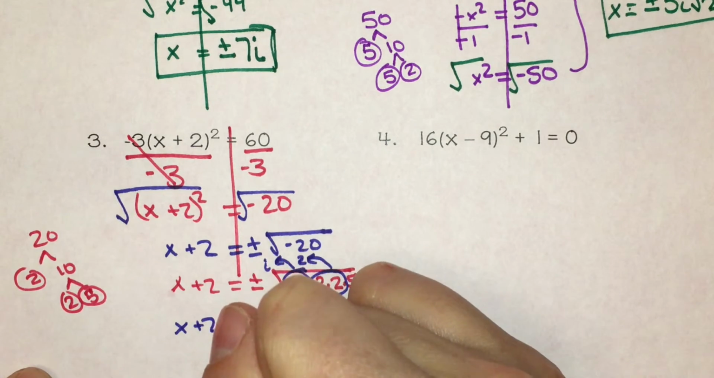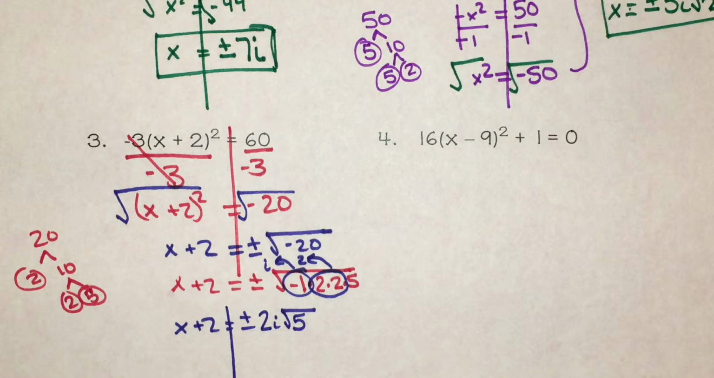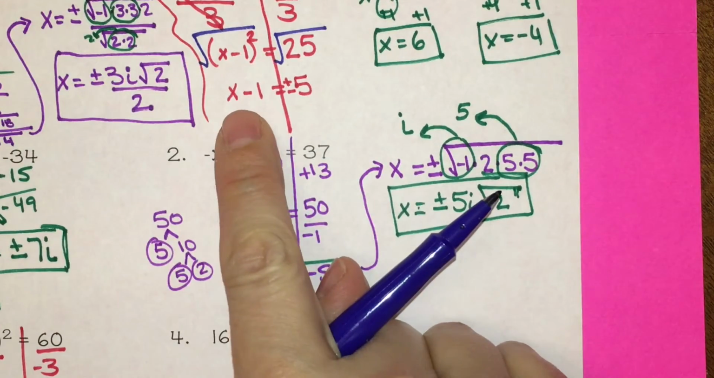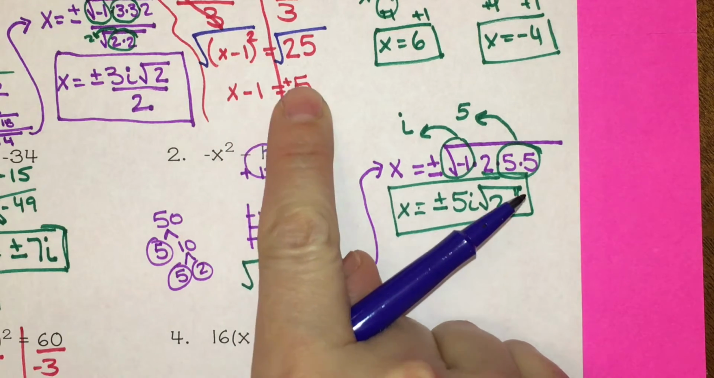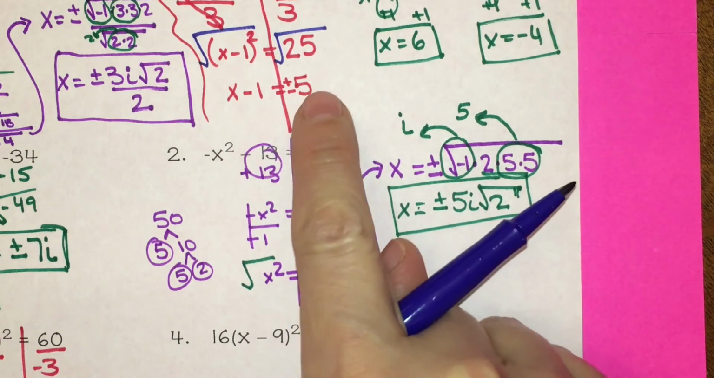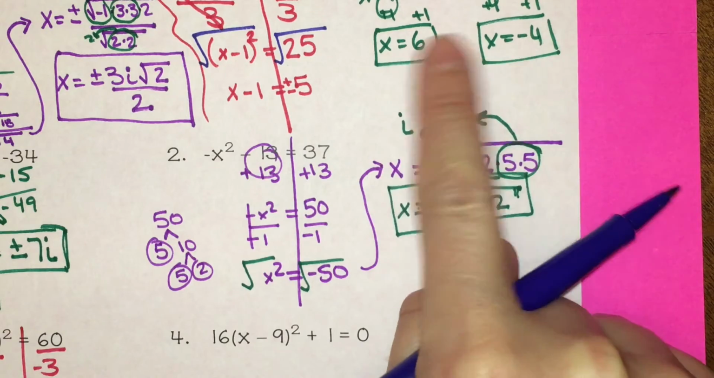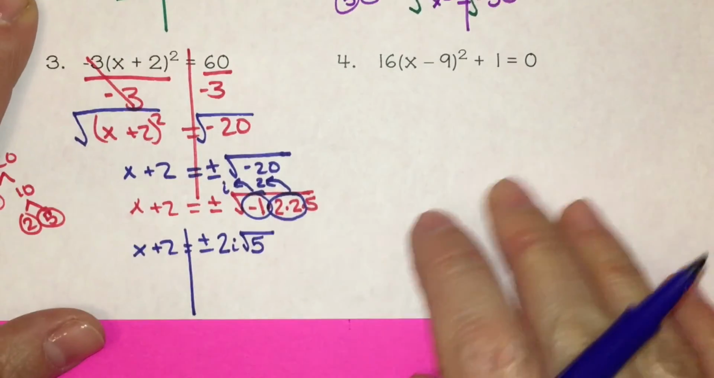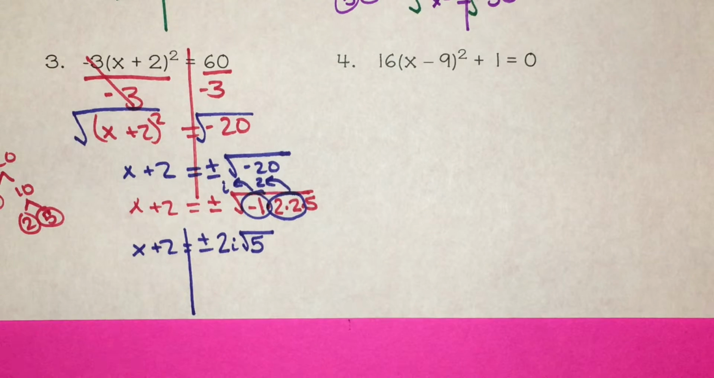Like the one before where I had x minus 1 equals plus or minus 5, this one didn't have that i term, so I could actually simplify it to real numbers. But down here we have the i term, so it's not going to simplify to a real number. You're still going to have imaginary numbers, the complex numbers there.